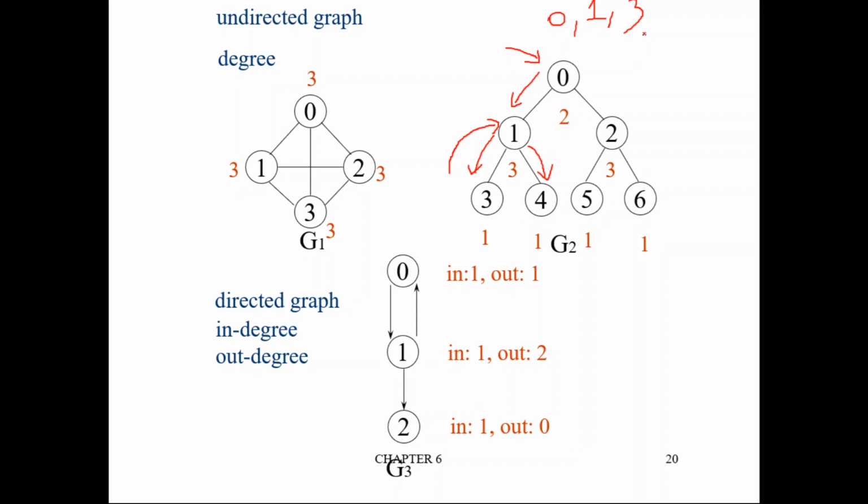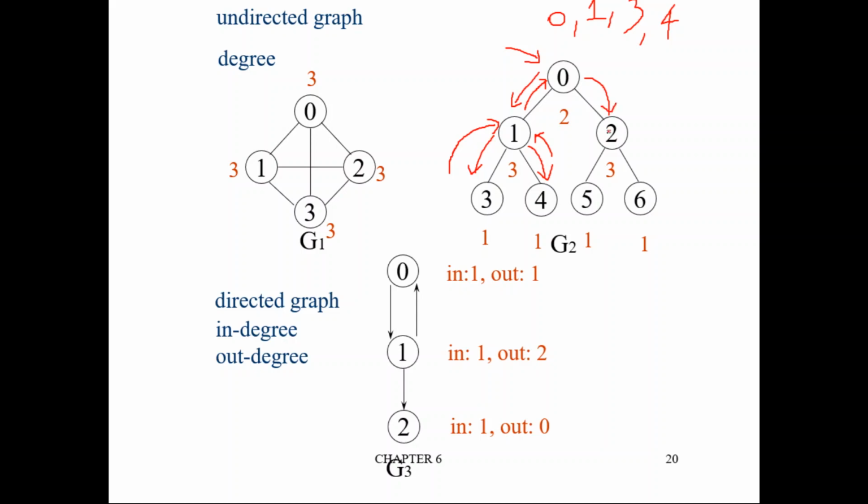Visit 4. Now 4 has reached a dead end. From where did you come to 4? From 1. Go back to 1. From 1 also, all were visited: 0, 3, 4. From where did you reach 1? 0. Go back to 0. From 0, 1 is visited, so we have to go to 2.